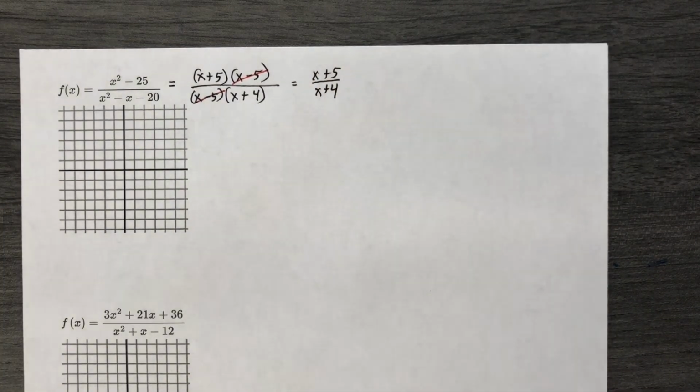Okay, let's start finding x-intercepts, y-intercepts, holes, vertical asymptotes, horizontal asymptotes, everything.